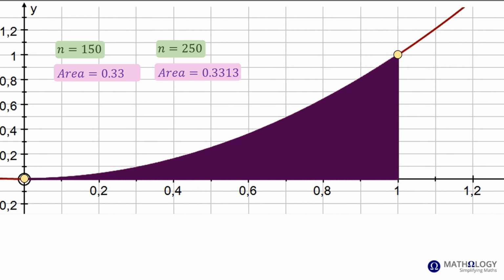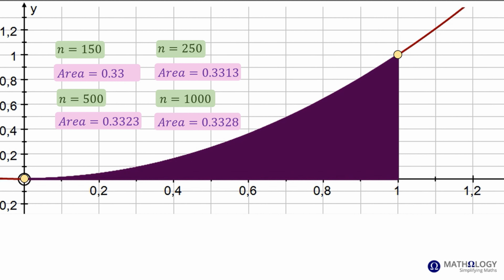250, we can't even see the rectangles anymore. We're at 500 now and 1,000. So it's completely indistinguishable. We cannot possibly see with the naked eye how many rectangles we've got there. We've got 1,000, but you wouldn't know that just by looking at it. So if you look at the shaded area now, it almost exactly fits the area underneath the curve.